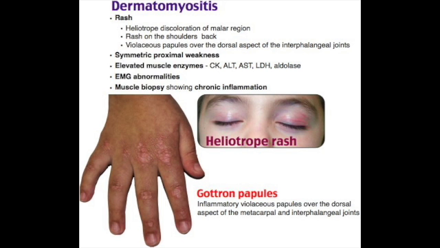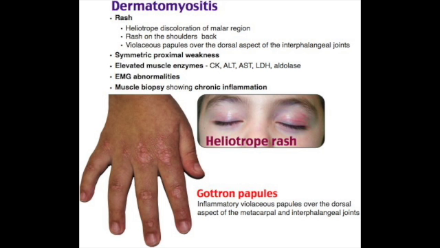So again, ESR, CRP, rheumatoid factor, normocytic, normochromic anemia, abnormal electromyography, and muscle biopsy is the definitive diagnosis, most accurate, and you'll see perifascial and perivascular inflammation.